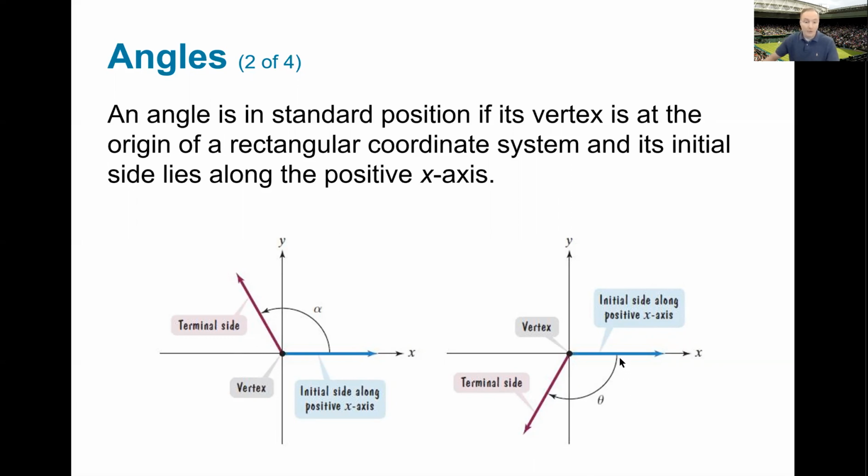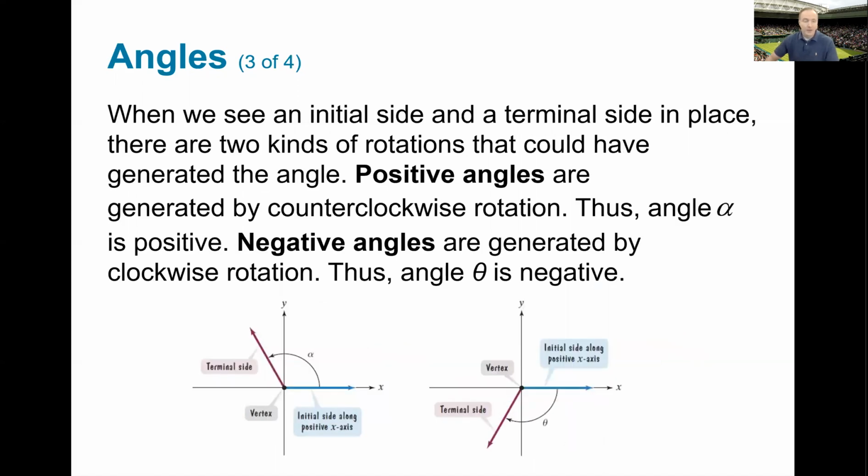Now, I was talking about earlier that angles can go either in a counterclockwise direction or a clockwise direction. In this case, the angle theta would be a negative angle because it's moving in a clockwise direction. But either direction is absolutely acceptable. Now, that's what I was talking about right here, the positive angles and negative angles. Positive angles are just generated when you go in a counterclockwise rotation. Negative angles are going to be when you rotate in a clockwise direction.